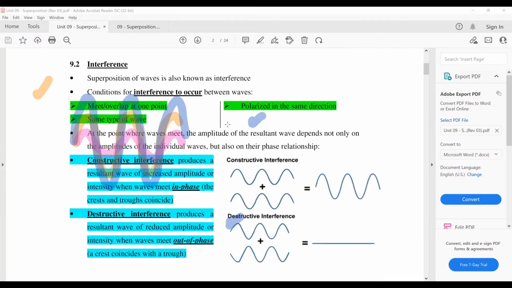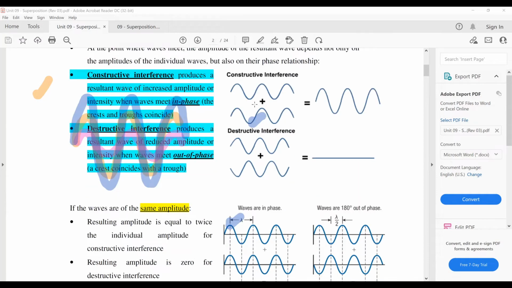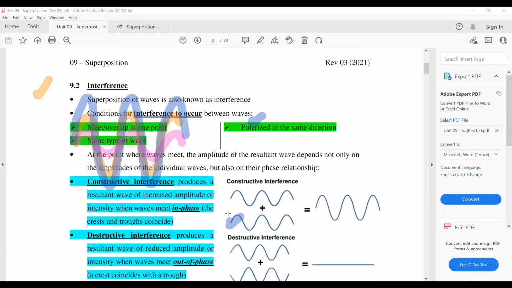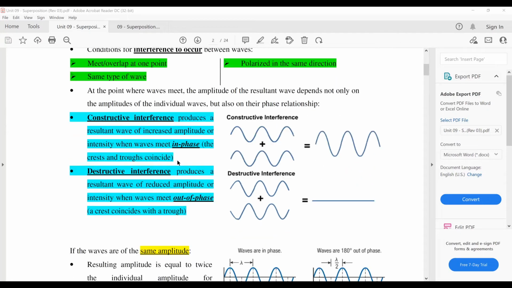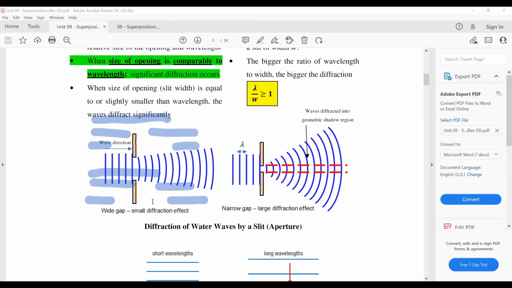The other day we also mentioned something about interference, which is actually another name for superposition. That time I mentioned to you that there are 2 very specific cases of interference that you need to know. The first one is constructive interference. The second one is destructive interference. Constructive interference is when the waves always meet in phase. It will cause a resultant wave of increased amplitude or intensity, whereas destructive interference is when waves meet out of phase. So it will result in a wave of reduced amplitude or intensity. Okay, so that's what I briefly mentioned in the last lesson.